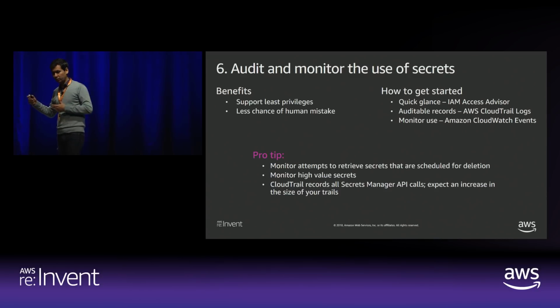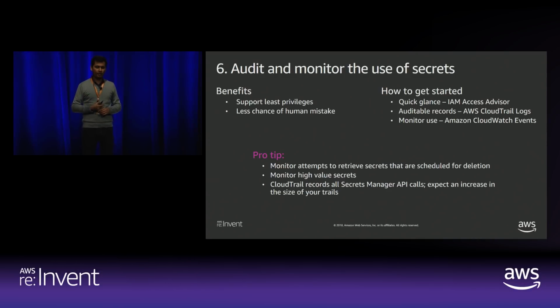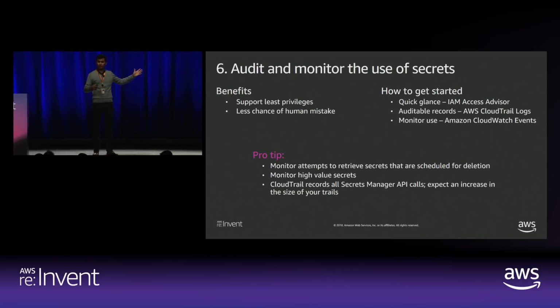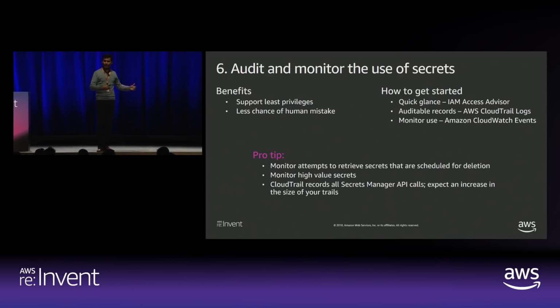Here are a few pro tips to keep in mind. I'll encourage you to monitor attempts to retrieve secrets that are scheduled for deletion. This is really important because if you've accidentally deleted something, and an application is still attempting to call that secret, then that means you have a broken application. So once you detect this, you can quickly restore the secret and get the application working again.